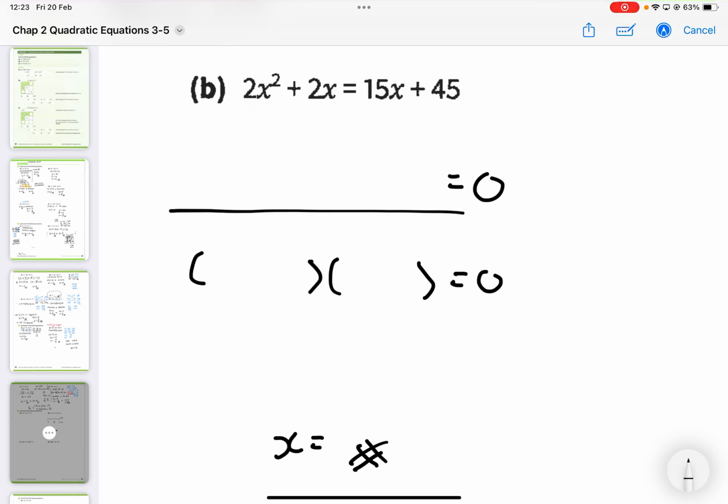To get to here, my left hand side, I don't touch it. I keep it on my left hand side. So I still have 2x squared plus 2x on the left. Okay? But I don't want this right hand side to have anything. So I want these 2 to disappear from the right because I want to make right hand side 0. So I must minus 15x on both sides. I must minus 45 on both sides. Then my right hand side can become 0.